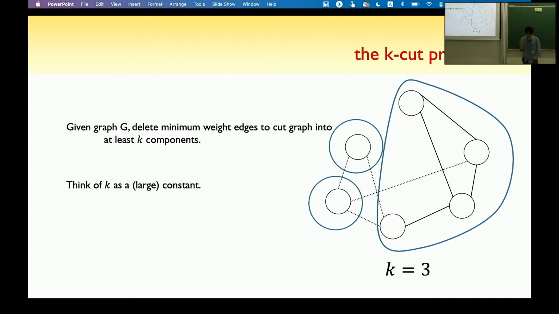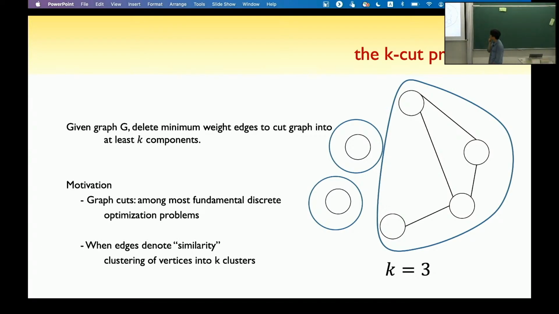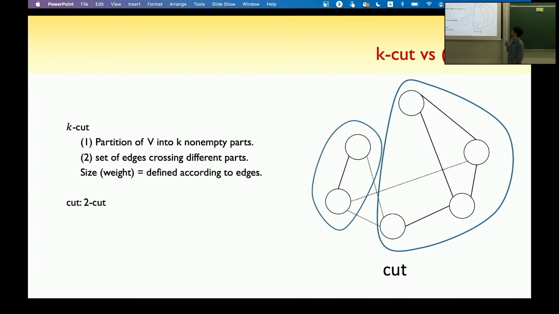One interesting aspect about this problem is that I don't care about the size of each component. Probably it's more natural to ask the sizes of components to be balanced, but we don't put any restriction as long as they are non-empty. So k minus 1 singletons and 1 large component is totally allowed. So this is the problem. As for motivation, for a discrete math group, it's a graph cut problem, pretty simple and fundamental, so I think that's enough here.